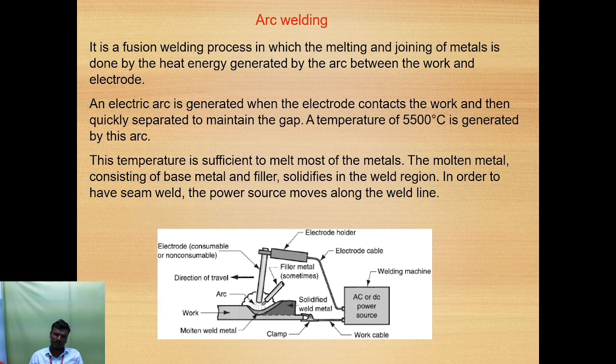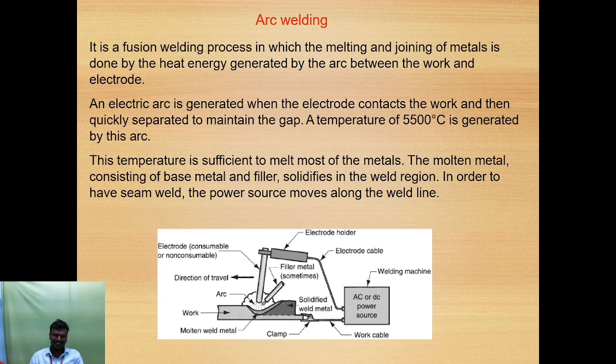So arc welding is a fusion welding process in which the melting and joining of metal is done by the heat energy generated by the arc between the workpiece and the electrode. The electric arc is generated when the electrode contacts the work and is then quickly separated to maintain the gap. A temperature of 5500 degrees Celsius is generated by this arc welding process.